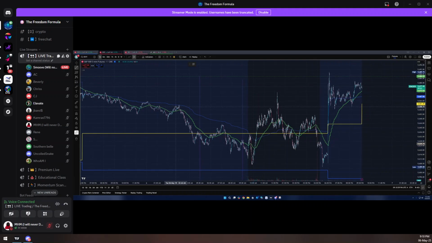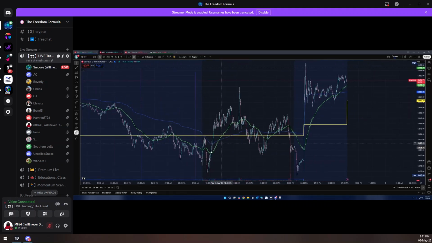And I will plot a few things out here. So what I'll do is I'll look for the swing high. I'll look for the swing high here.